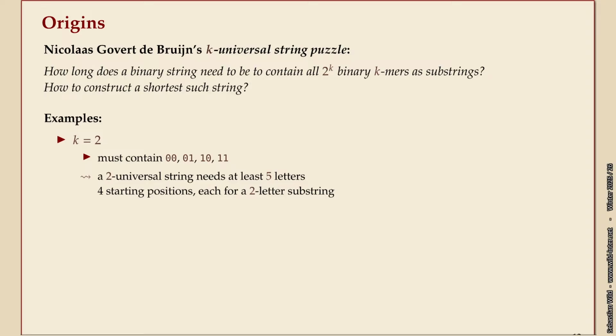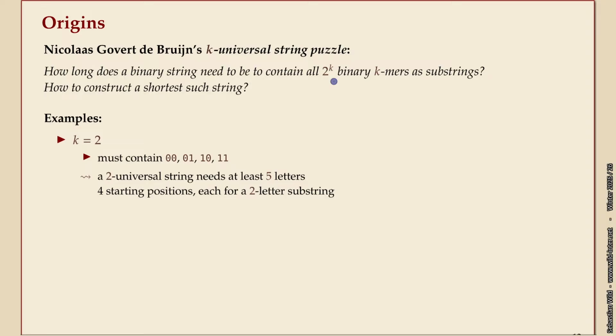Let me tell a little bit of the backstory. I think the 1940s is the right time frame for this. I'm going to butcher the Dutch name, Nicolaas Govert de Bruijn. The last name is pronounced De Bruyne, I learned, but I'm not sure about the first name. He pondered the following puzzle. Suppose you want a single string that contains all possible length k strings over zeros and ones as a substring. How long would that string have to be? Now, why he wondered about this is a different question.